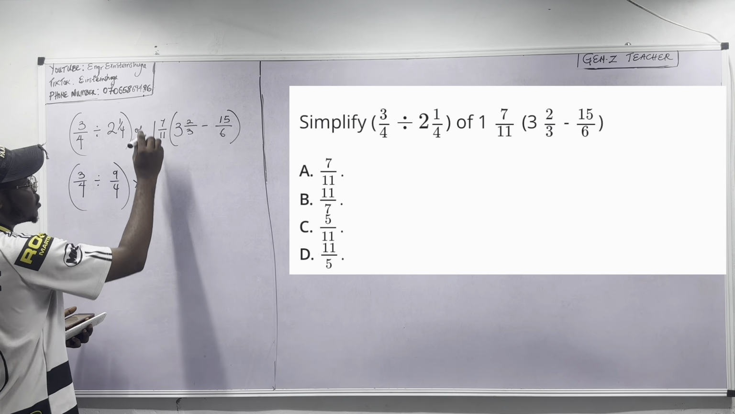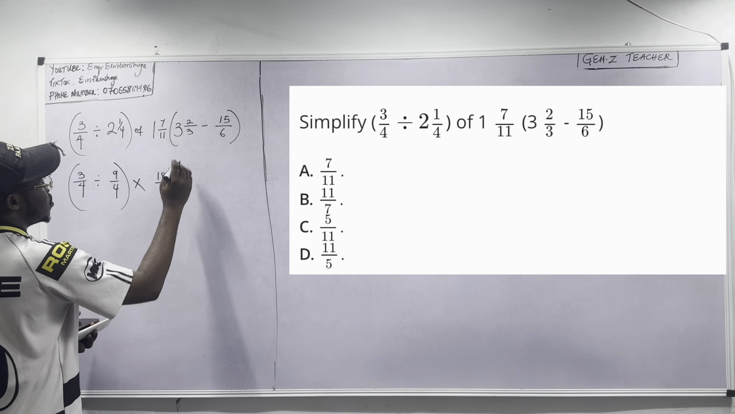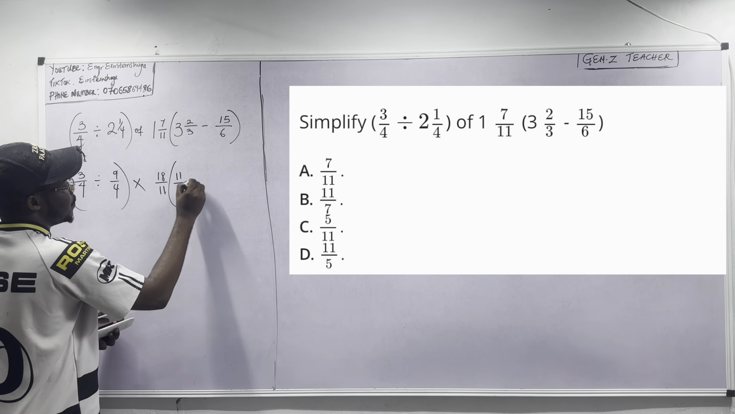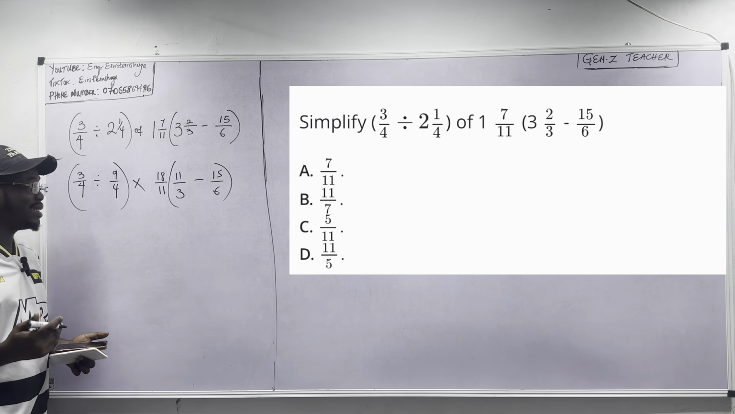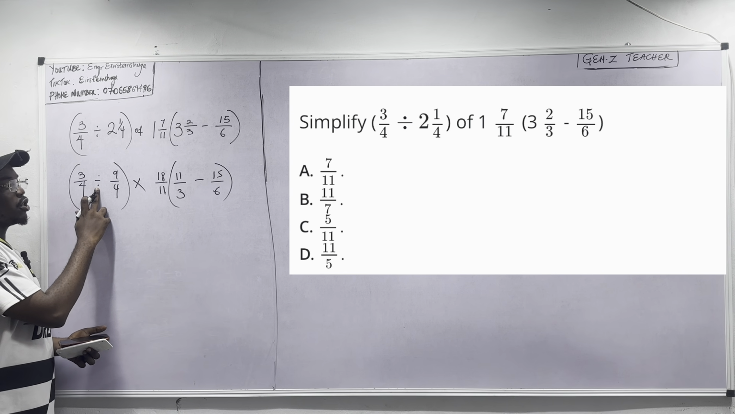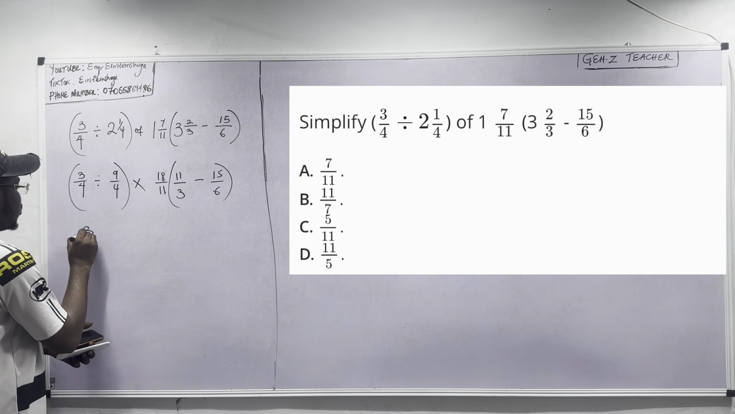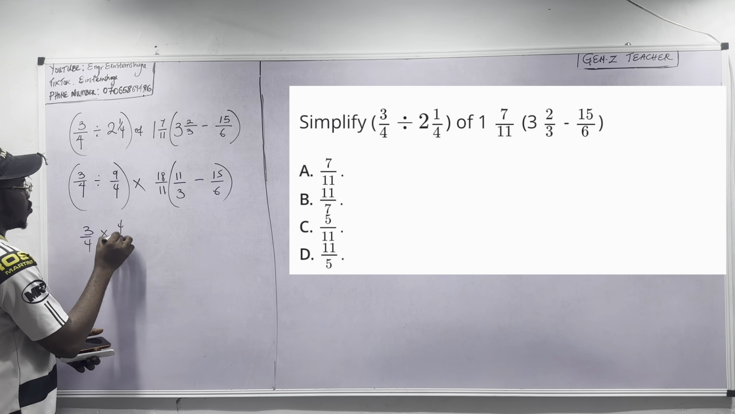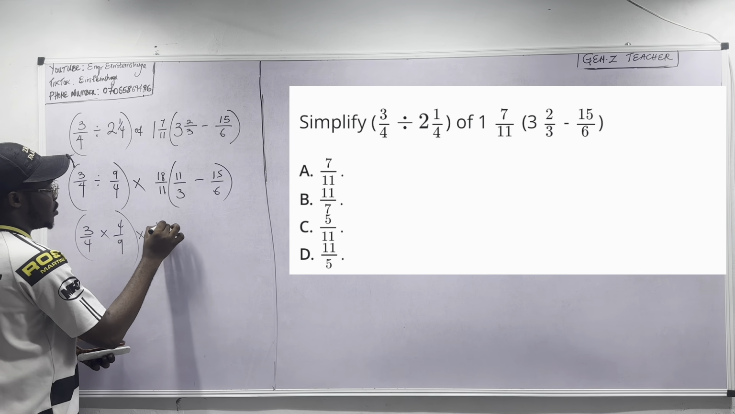11 times 1, 11 plus 7, that is 18 over 11, into 3 times 3, 9 plus 2, 11 over 3, minus 15 over 6. So we have this as the question. And then when you see division, you can swap to get multiplication. So we have 3 over 4, then swapping, you're going to get 4 over 9 for this first bracket. Then times 18 over 11.